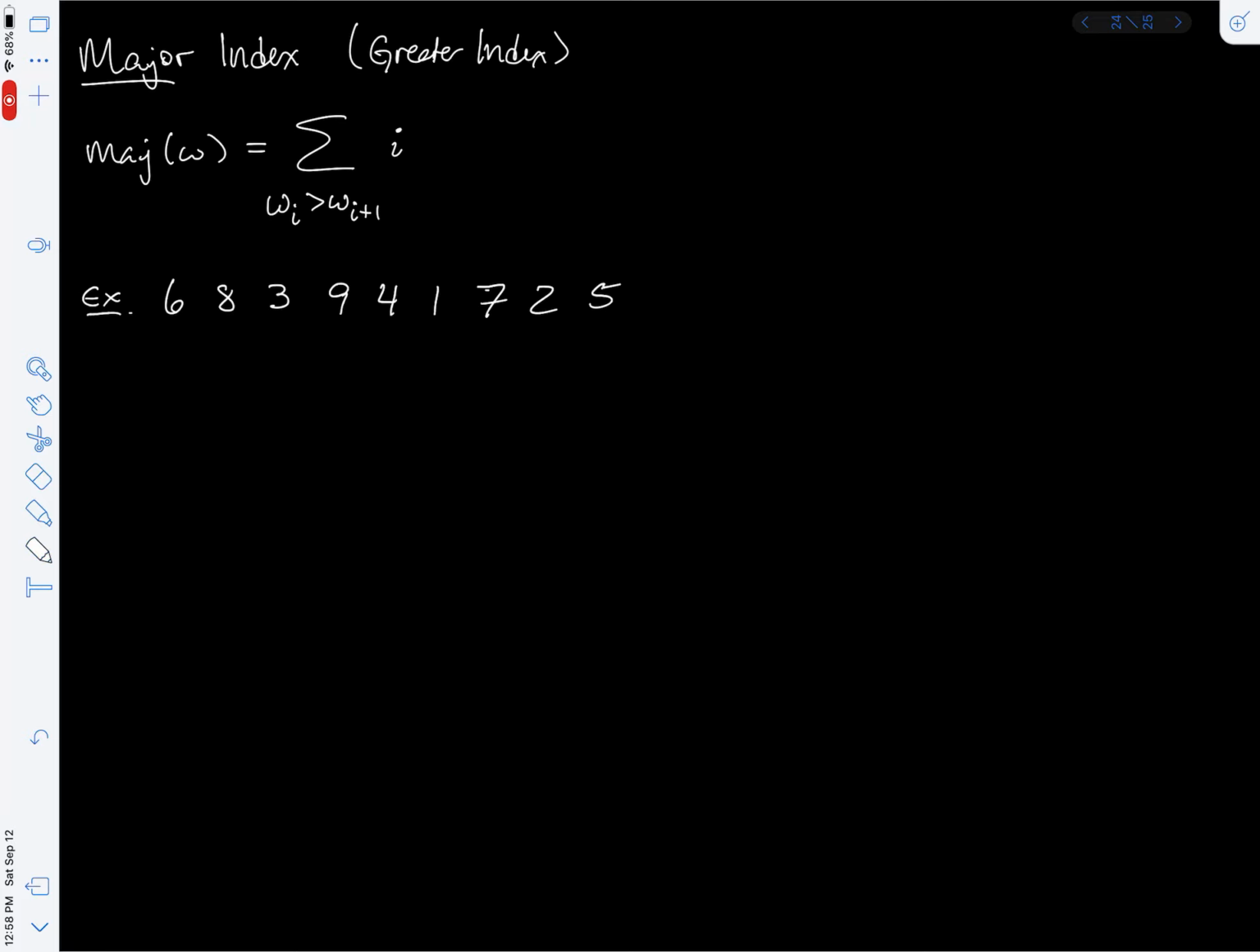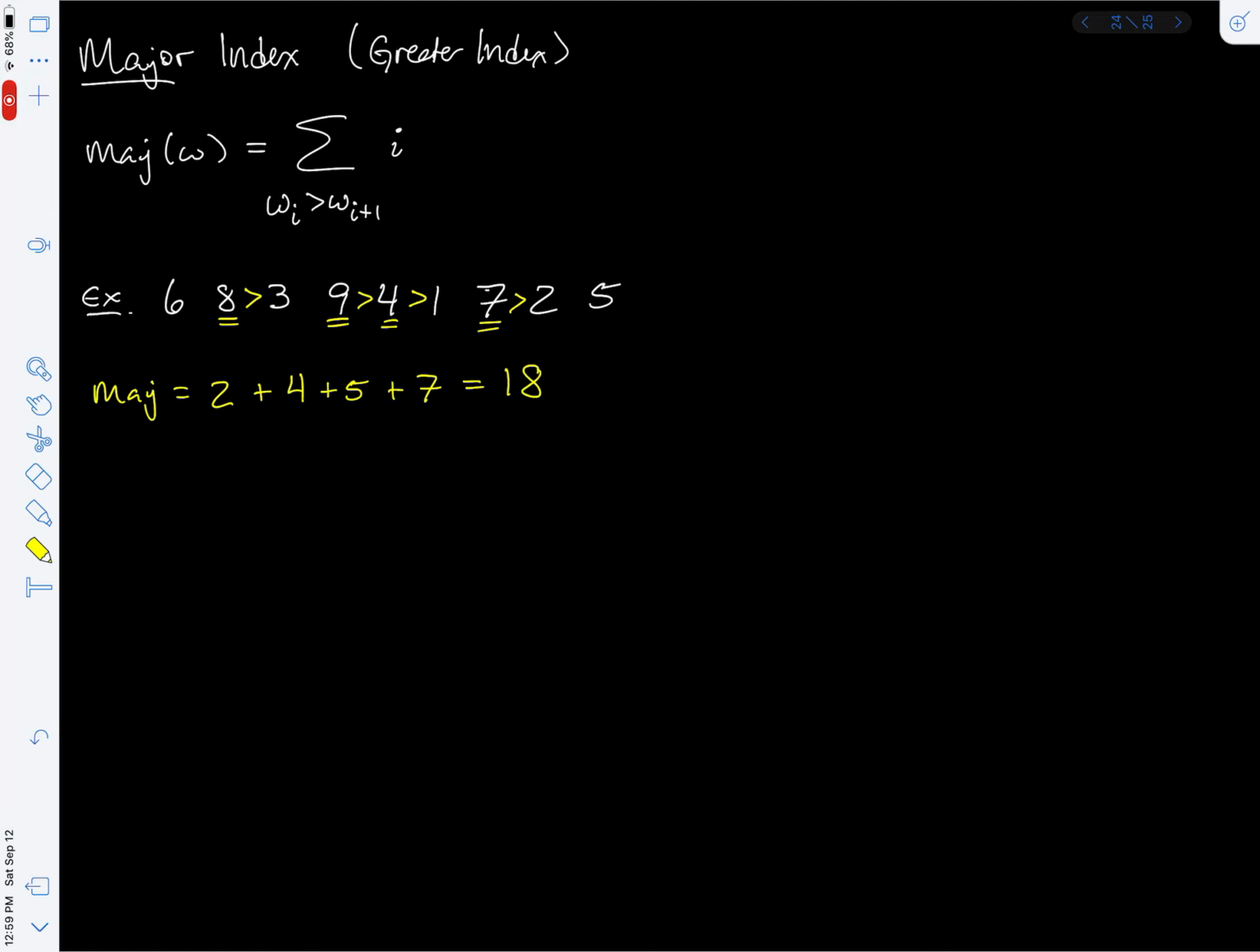Let's try to compute its major index. Maybe we'll switch colors to make it stand out. So if I want to compute the major index of this, I look for any position where I have a big number followed by a smaller number. Here, the 8 is bigger than the 3. The 8 is in the second position, so I add 2 to the major index. The 3 is smaller than 9, but 9 is bigger than 4. The 9 is in position 4. The 4 is bigger than the 1, and the 4 is in position 5. Not the 1, but the 7 is bigger than the 2, and it's in position 7. And so the major index for this particular example is 18.